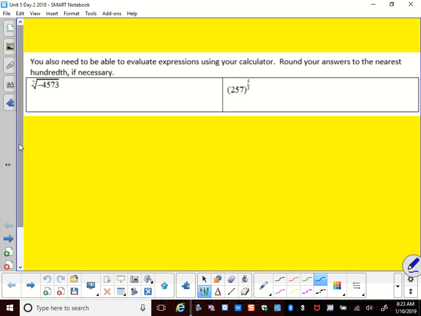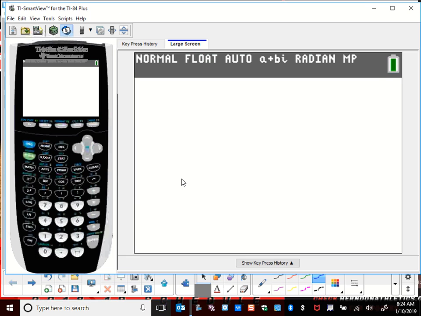Alright, so the first part of day 2 says you also need to be able to evaluate, which we know means what? Solve. We need to be able to evaluate expressions using your calculator. Round your answers to the nearest hundredth if necessary. Alright, so grab your calculators.